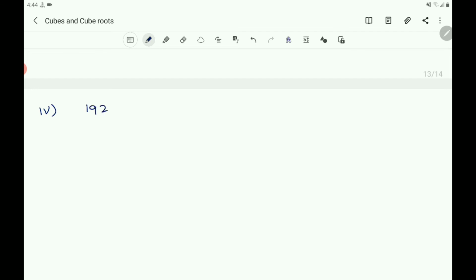192. Find the prime factors of 192. It is divisible by 2. 2 9s are 18, and 1 is remaining. 2 6s are 12, then 2 4s are 8, 2 8s are 16. Again 2 2s are 4, 2 4s are 8, 2 12s are 24, 2 6s are 12, 2 3s are 6, and 3 1s are 3.